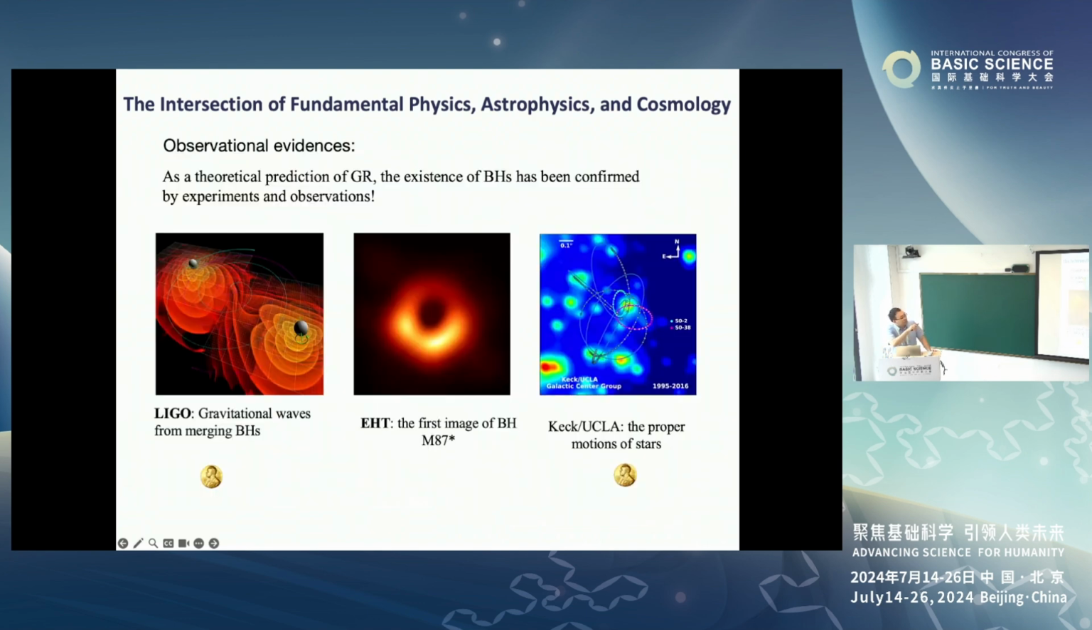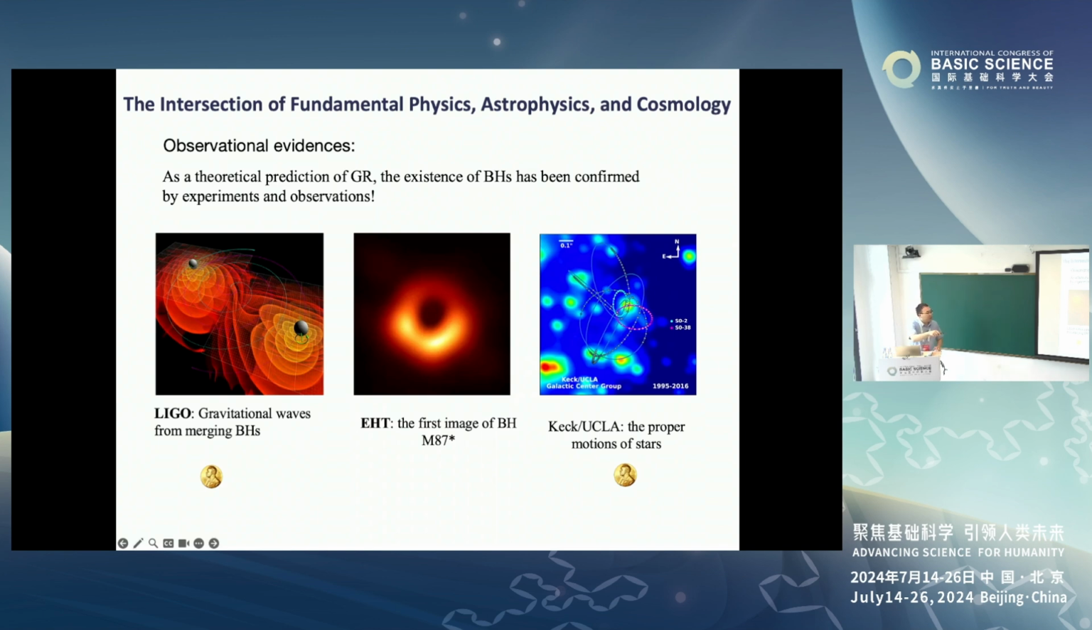But the black hole was a purely theoretical prediction. More recently, due to the development of technology, we not only listen to the gravitational waves from the merging of two black holes, we also see an image of a black hole. This is the first image of a black hole, from the M87 star.